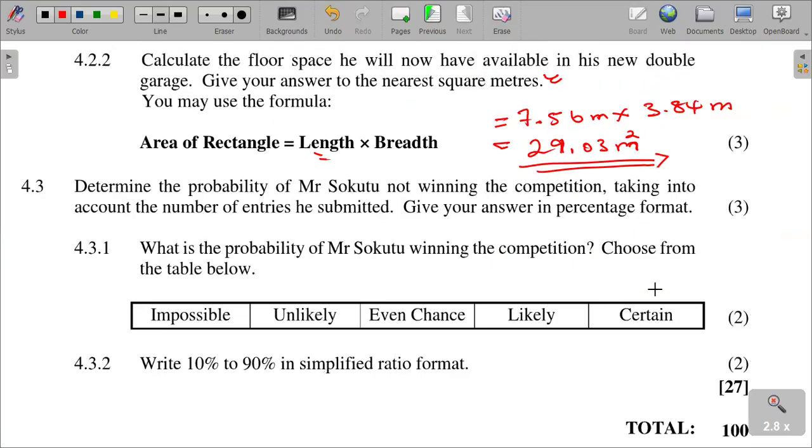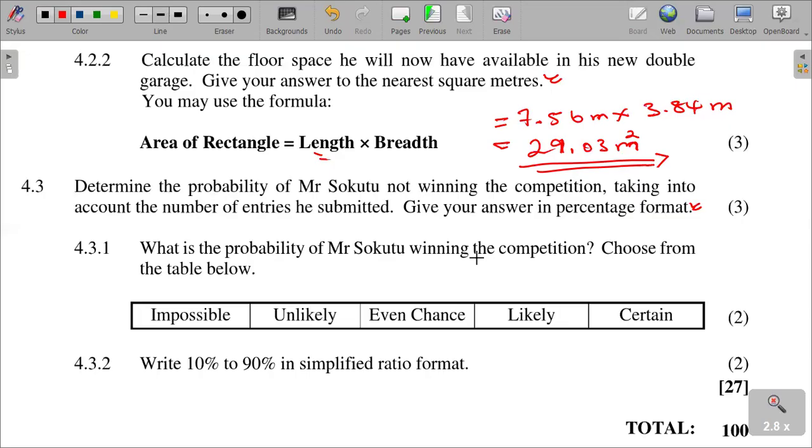I hope we are still together and understanding this. Determine the probability of Mr. Sukutu not winning the competition, taking into account the number of entries he submitted. Give your answer in percentage format.